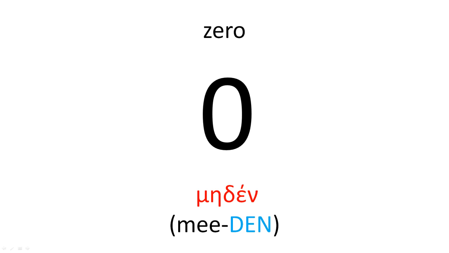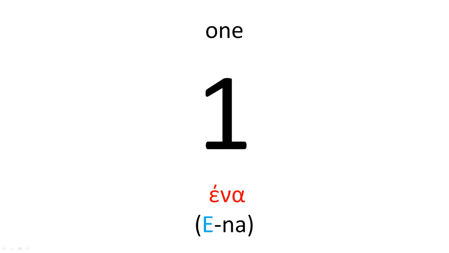First, we have zero. Zero in Greek is translated as miden. Let me repeat this one more time. Miden. Next, we have one. One is translated as ena. Let me repeat this one more time. Ena.